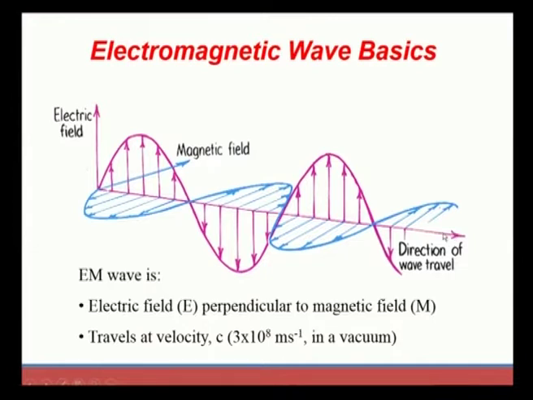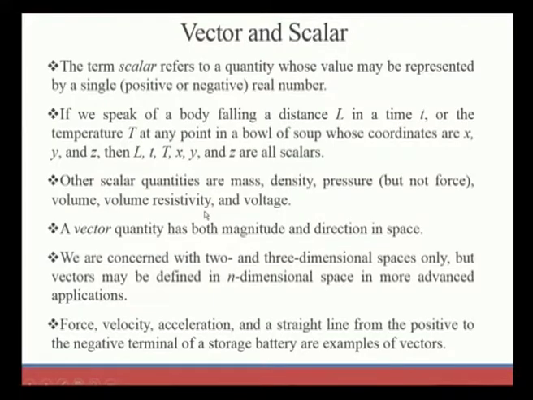And also we know that the electromagnetic wave has a speed, that is it can travel with a speed of 3 into 10 power 8 meter per second in a vacuum. So, next we move on to another topic, that is we must know when we are going to derive some of Maxwell's equations, this is required for us.